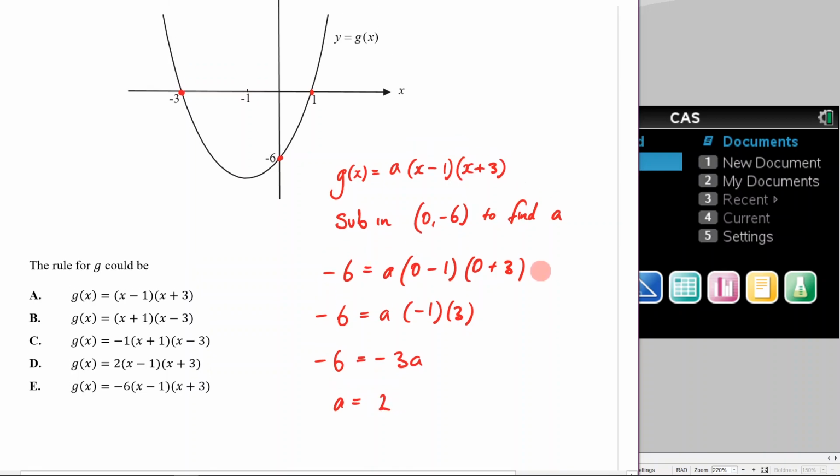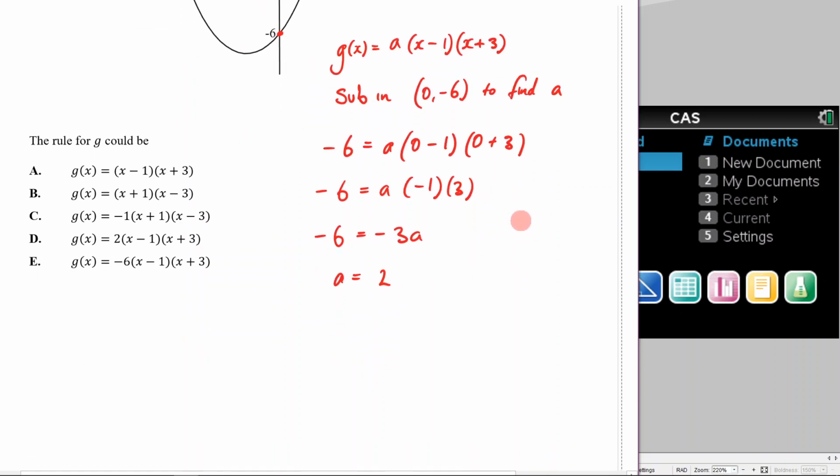So that means I can come up here now and rewrite this, but instead of A, I'll put 2 there. So g of x is going to be equal to 2(x minus 1)(x plus 3). So as I come here, it's quite clear that D is going to be my answer.